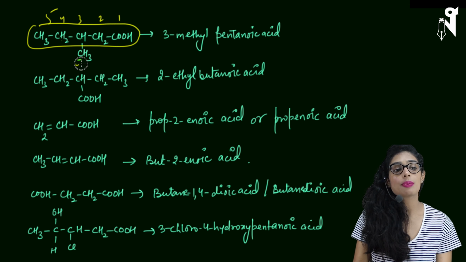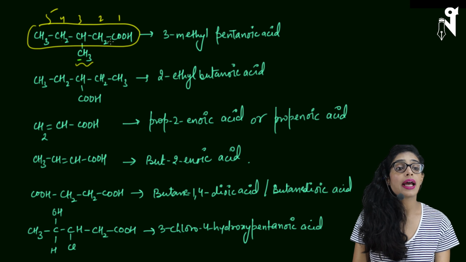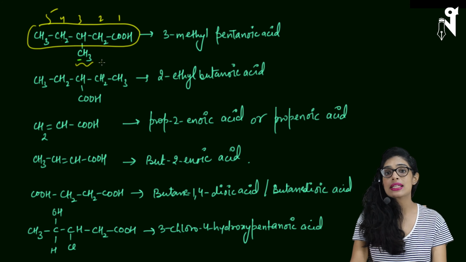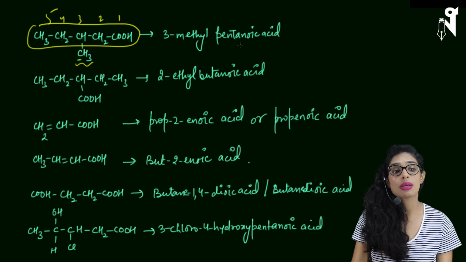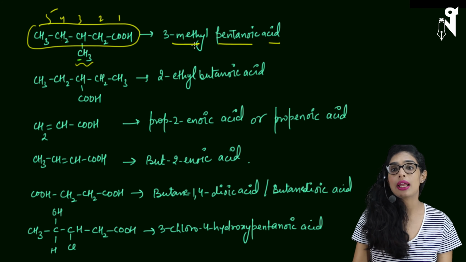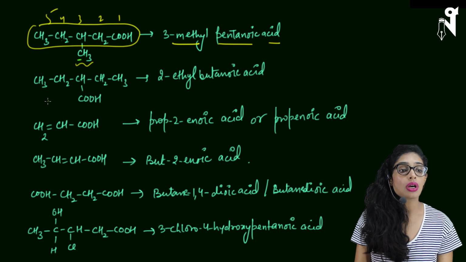So we know now the methyl group is present on the third position, and I have a carboxylic acid chain made up of 5 carbons. So the name is pentanoic acid and 3-methyl. Right? Let's talk about the next compound.